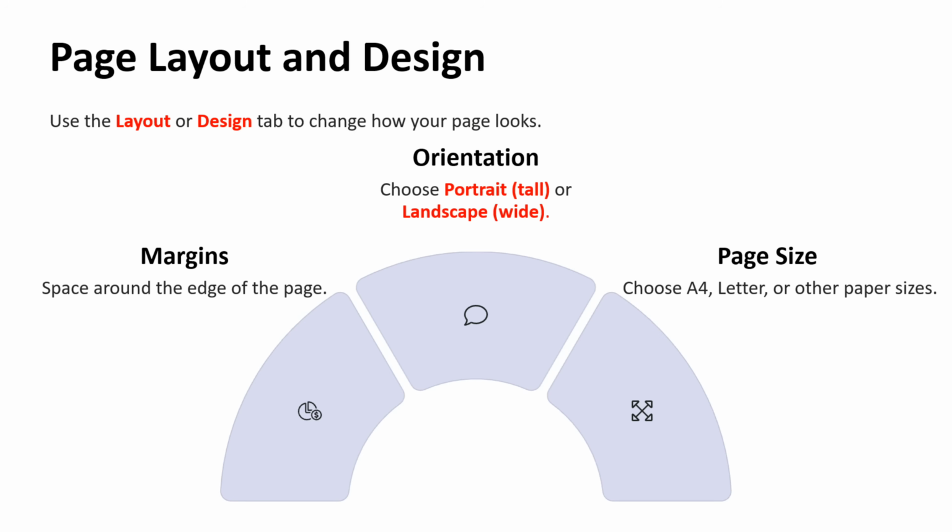Page layout and design. Use the Layout or Design tab to change how your page looks. Margins: space around the edge of the page. Orientation: choose portrait, which is tall, or landscape, which is wide. Page size: choose A4, letter, or other paper sizes.